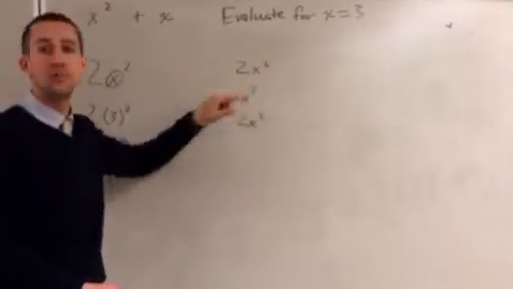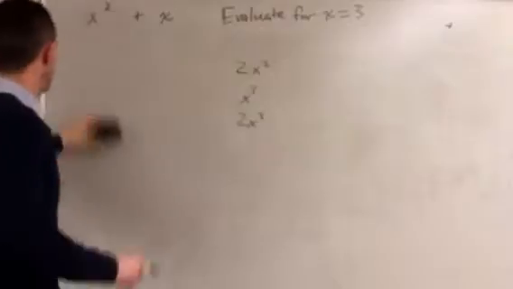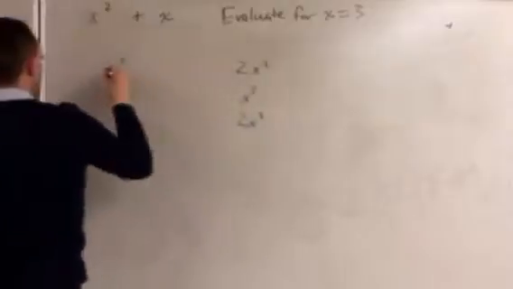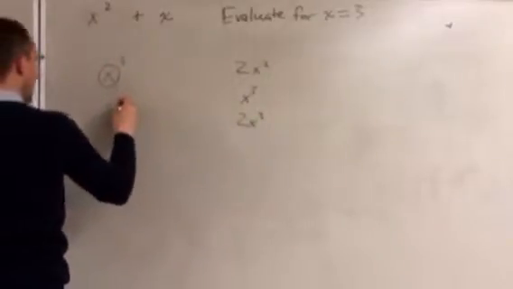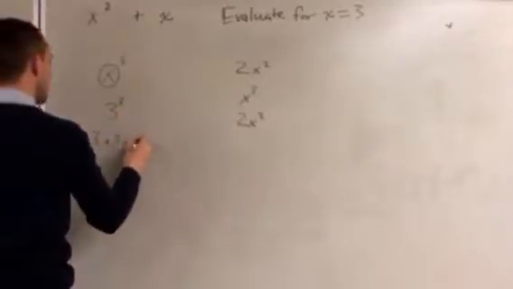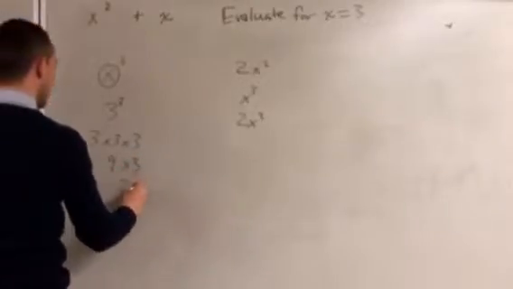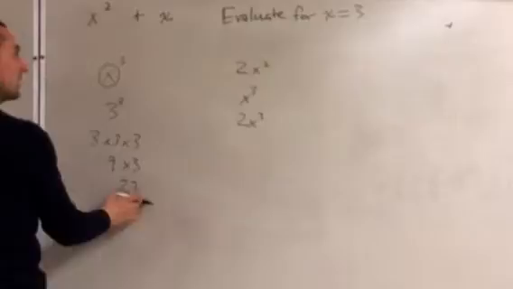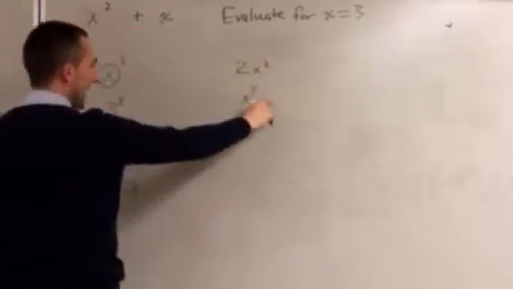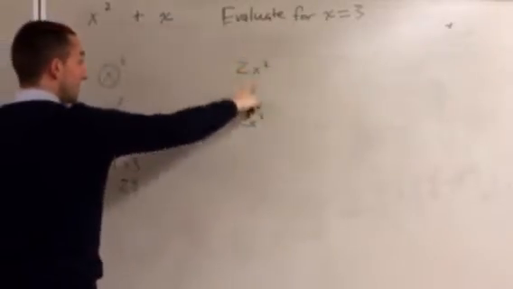Okay, let's try x cubed. So now we will evaluate x cubed for x equal 3. So bring the 3 in here. 3 cubed. This means 3 times 3 times 3. 3 times 3 is 9. 9 times 3 is 27. This is 27. So here we got 18. Here we got 12. Here we get 27. So that means this is not the same as this. This is not the same as this. They are all different so far.